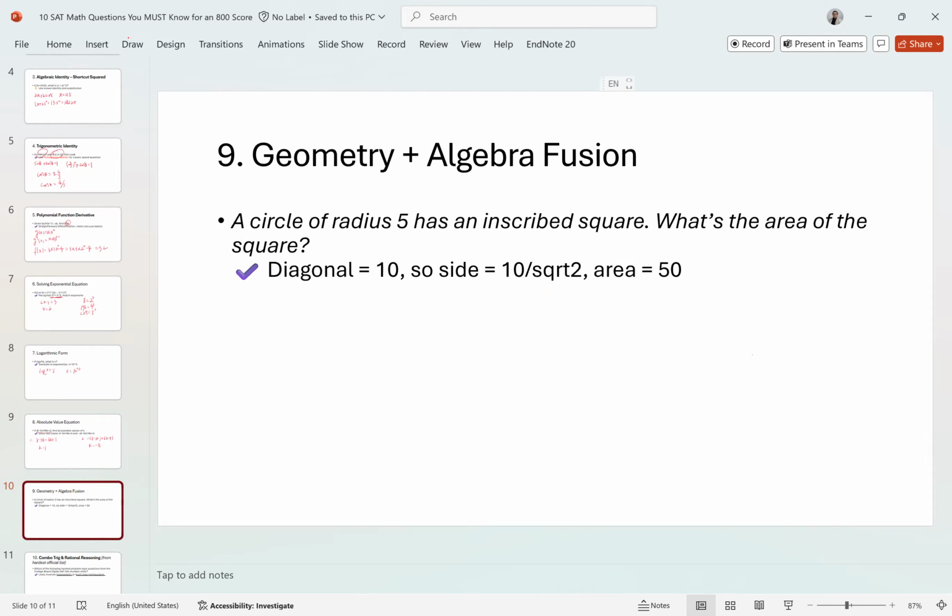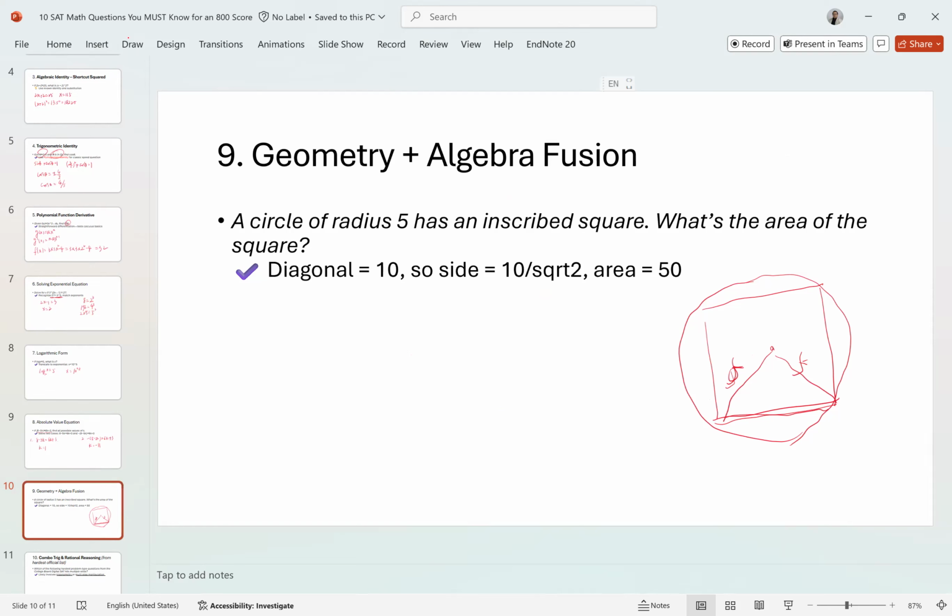For question 9, a circle of radius 5 has an inscribed square, then what's the area of the square? Right? We can just have a figure for solving the problem, right? And we know the radius is 5. And what's the area of the square, right? Then we want to know the value of the side of the square, right? So this one is 5, and we know this radius is also 5.